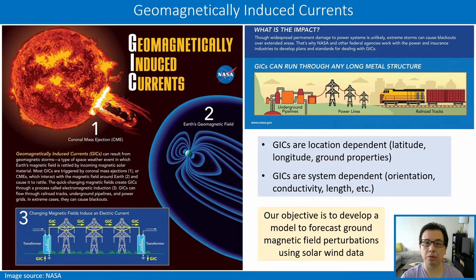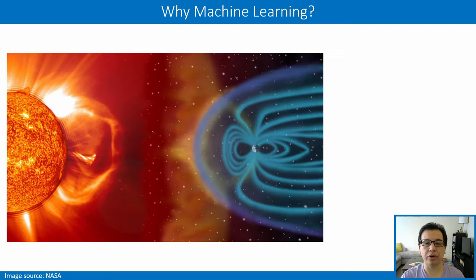This talk is about one aspect of the whole GIC process, our objective, which is the forecasting of ground magnetic field perturbations, in particular the horizontal component of the ground magnetic field. Of course, the modeling of ground magnetic field perturbations is hardly a new topic, and in fact, the research in this particular talk is inspired by the GEM modeling challenge that took place almost a decade ago.